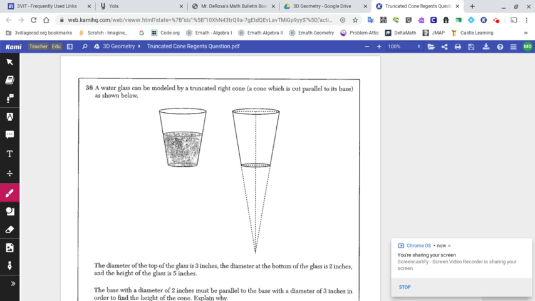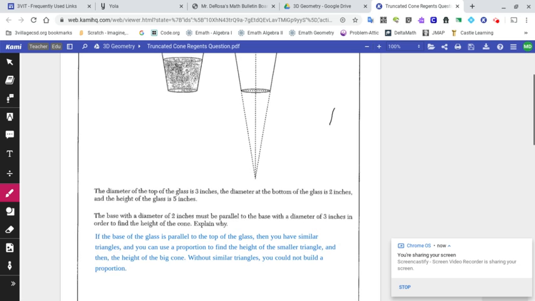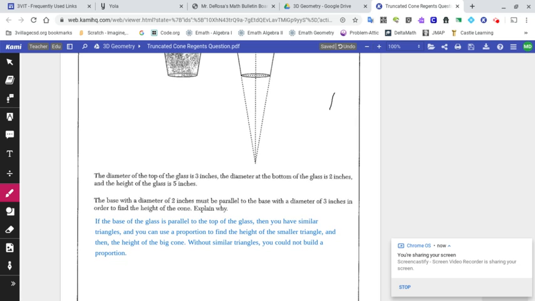All right, so I'm going to give you the solutions to this truncated cone water glass problem. Okay, so number 36 here. We have this diagram. The first part of it asks for an explanation as to why the two bases have to be parallel in order to find the height of the cone.